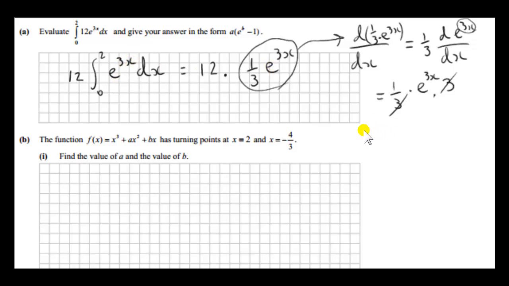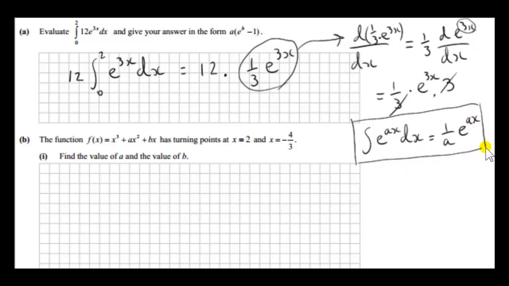So in general, if you're integrating e to the power of a constant times x with respect to x, you get 1 over that constant times e to the constant times x. So a is any constant. This is the general situation that's worth remembering.